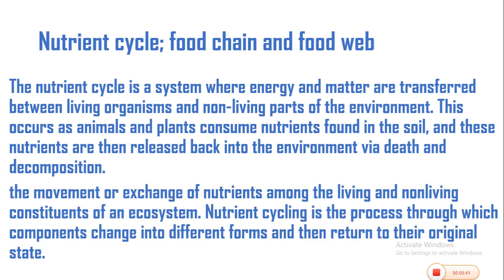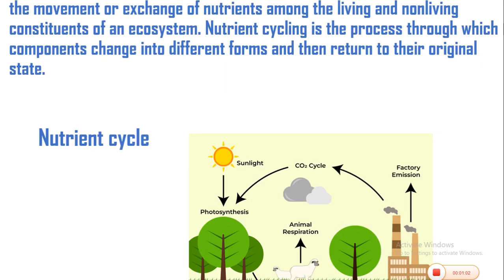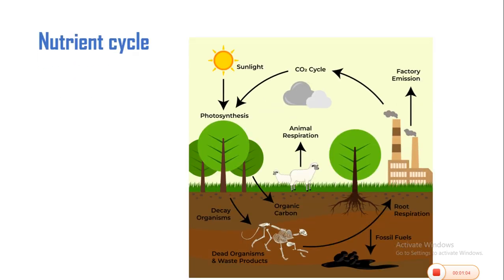The movement or exchange of nutrients among the living and non-living constituents of an ecosystem is what the nutrient cycle is all about. Nutrient cycling is a process through which components change into different forms and then return to their original state. Let's look at the diagrammatic explanation of the nutrient cycle.